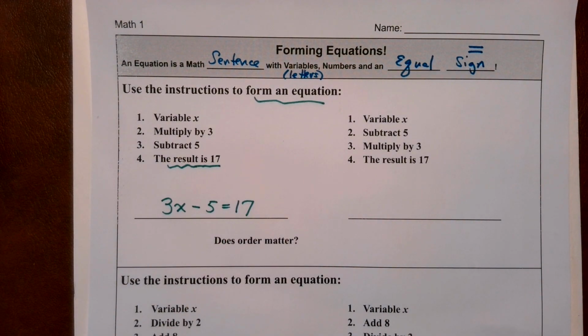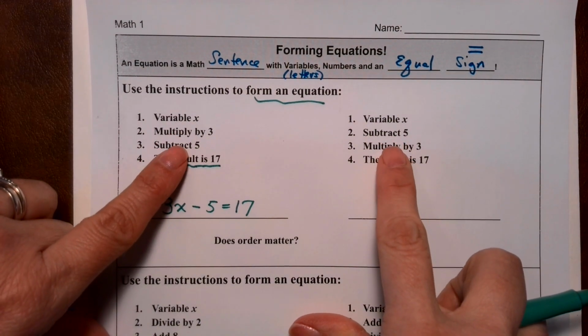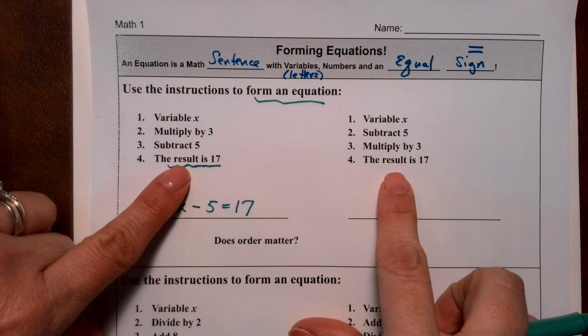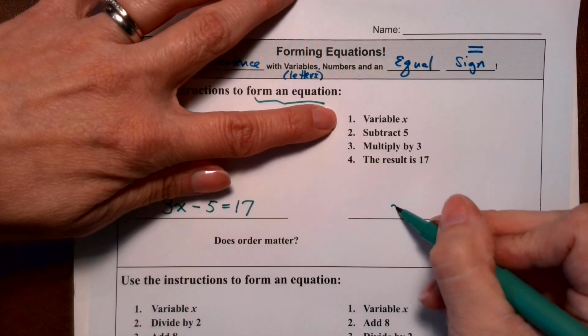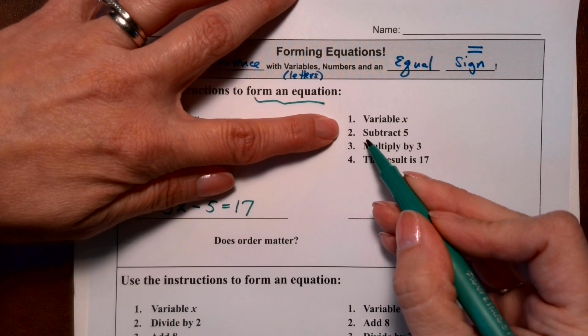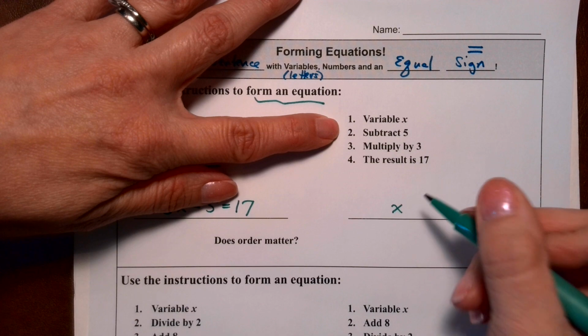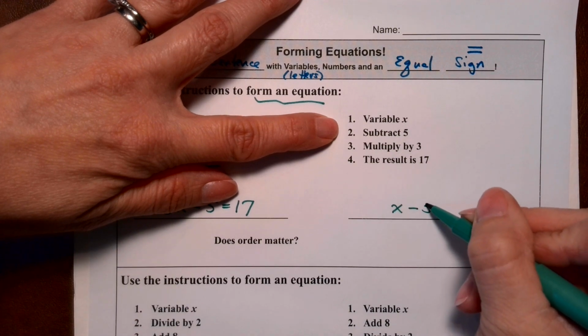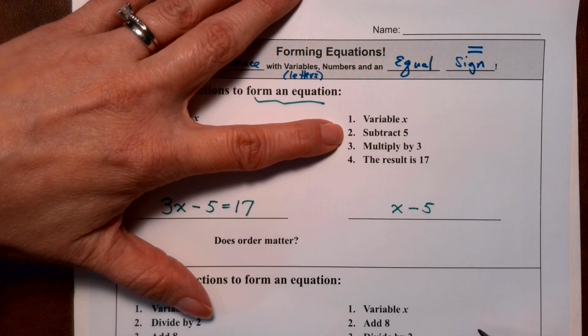All right, let's take a look at this second example here. It's similar, but it is a little different in the order of things. So what happens? Okay, so the first step is variable x. Now the second step is they want me to subtract 5 from this variable. So I'm going to say x minus 5. Subtract 5 from what you already have.